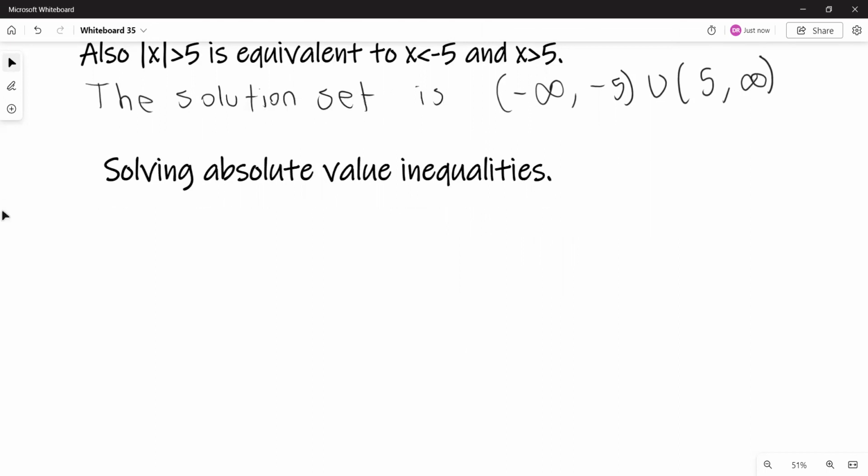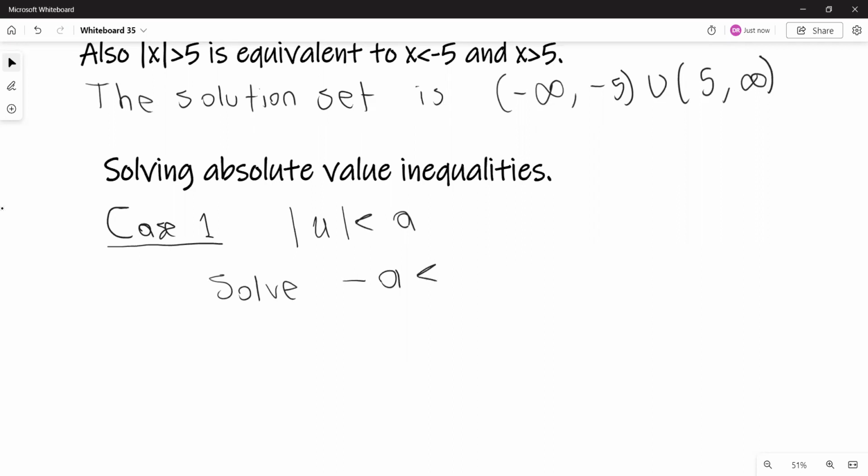Okay, case number 1. In the first case, the absolute value inequality has the form absolute value of u less than a, where u is any algebraic expression. If you have that case, you're going to solve negative a, or the opposite of a, less than u, and u less than a. So you can solve that as a 3-part inequality.